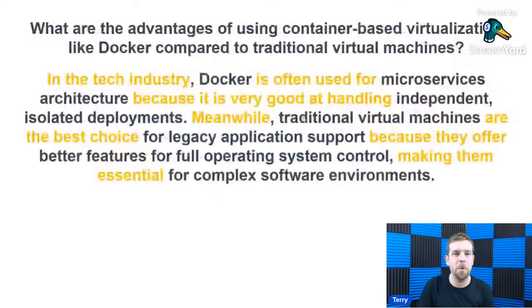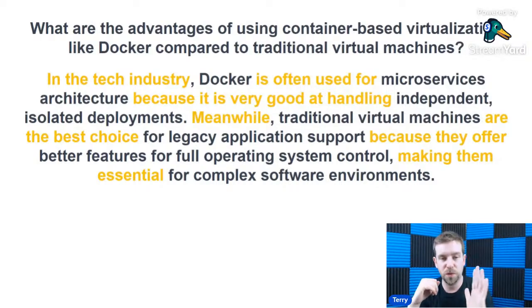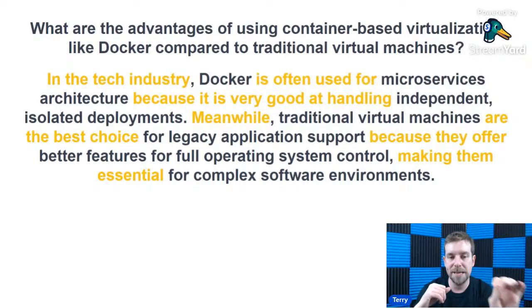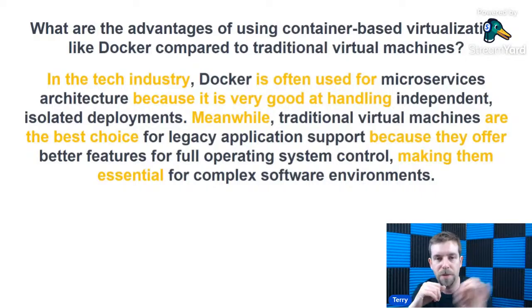Let's see an example. What are the advantages of using container-based virtualization like Docker compared to traditional virtual machines? So as we build our answer: in the tech industry, Docker is often used for microservices architecture because it is very good at handling independent, isolated deployments. Meanwhile, traditional virtual machines are the best choice for legacy application support because they offer better features for full operating system control, making them essential for complex software environments.